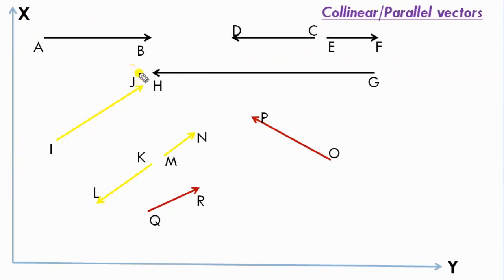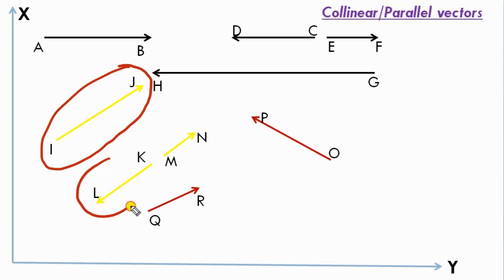Similarly, I am talking about this vector IJ, it is parallel to vector KL. Remember, magnitude does not matter for two vectors to be collinear or parallel, only their direction matters. So since vector KL and vector IJ have exactly opposite direction, we can say that these two vectors are collinear or parallel. Similarly, vector MN is also collinear with vector IJ and vector KL.